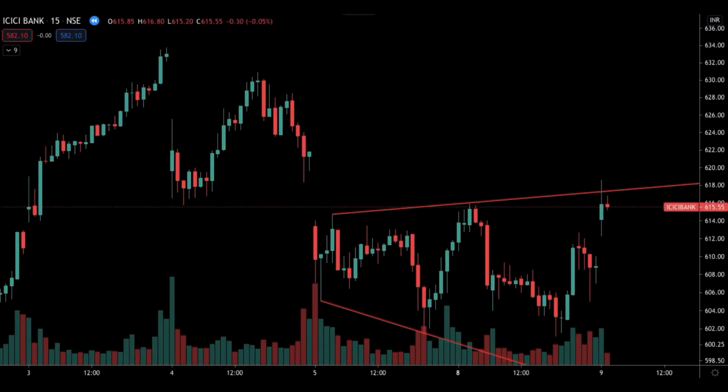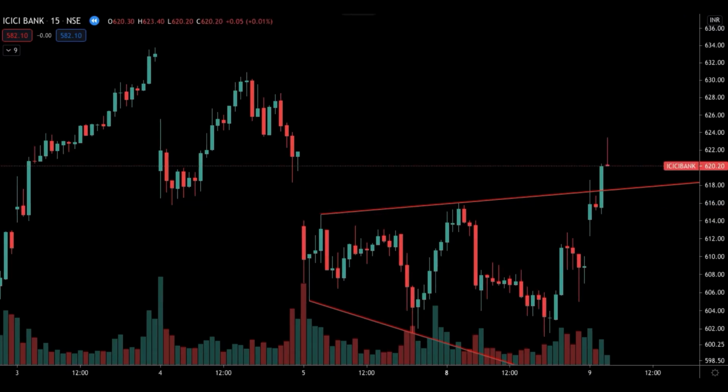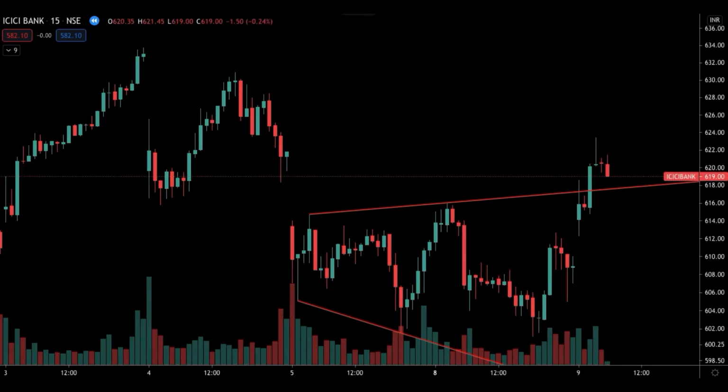Here it gave an intraday high breakout, not a closing breakout, meaning it crossed the trend line but didn't close above it. Thus, don't take your trade now. Now it closed above it. Now wait for the pullback.